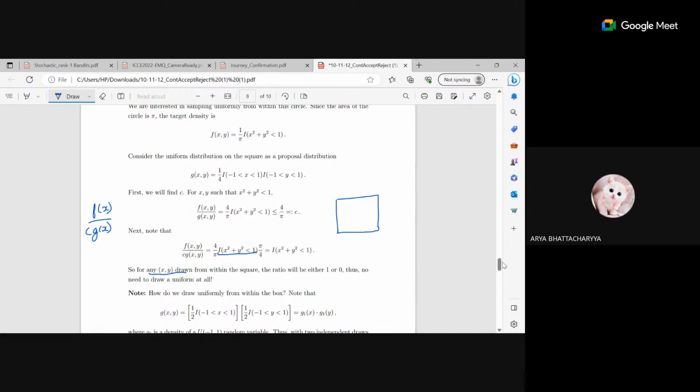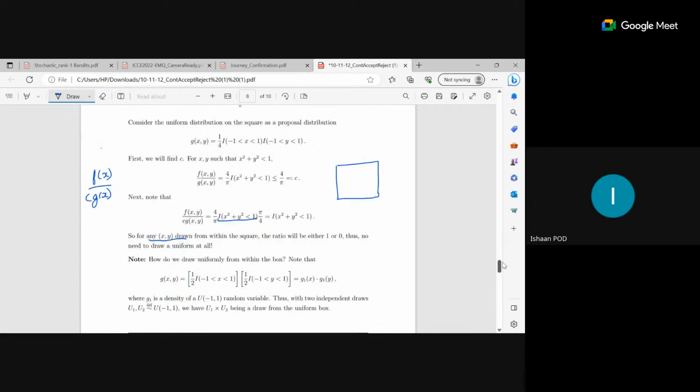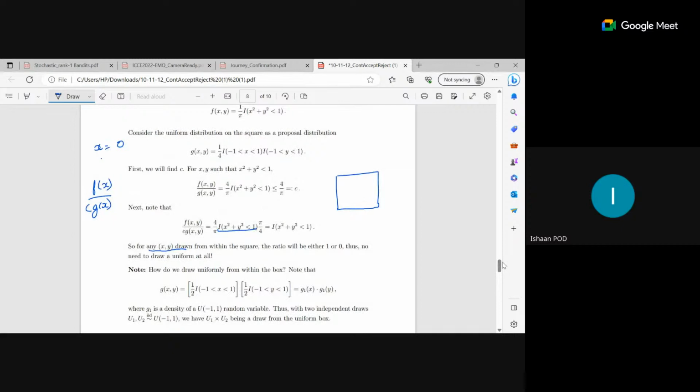See, even if you do the normal one, suppose you have drawn from the uniform, let's say, from -1 to 1. Let's say you have drawn your sample as x equals 0. What would be your f(x) and g(x) in that case? At x equal to 0, f(x) would be 1 by 4. And g(x) would also be 1 by 4, right?